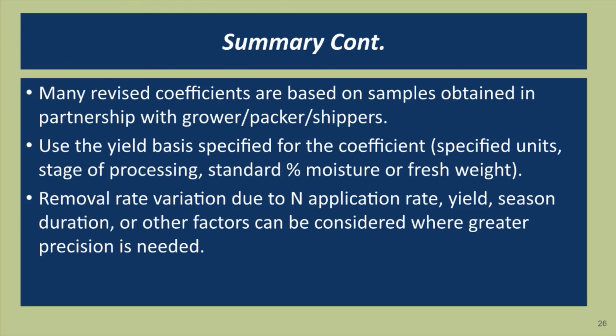You need to use the yield basis that's specified for the coefficient. That is the units, the stage of processing, the standard moisture content, or fresh weight, depending on what's specified when you do the calculations. And these are built into the online calculator. And then the removal rate variation due to N application rate, yield, season duration, or other factors can be considered where greater precision is needed.